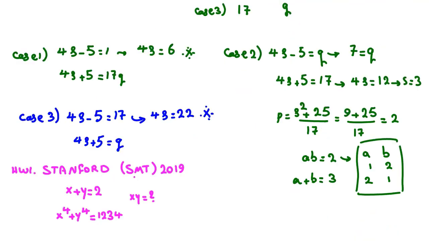As the first homework, from Stanford Math Tournament SMT 2019, you can solve: x plus y is 2, x to the 4 plus y to the 4 equals 1, 2, 3, 4. Around one year ago, I released the solution of this problem. In that problem also we should use Newton's sums and pay attention to the same changing of variables: sum equals x plus y and xy the product. So try to do it as the first homework.